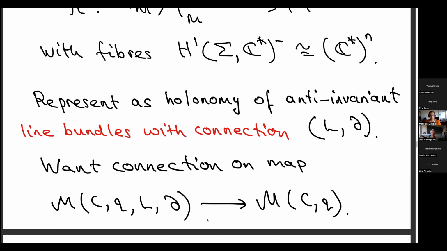So how do we do this? It's slightly subtle how we construct this connection. The first thing we're going to do is relate this abelian data to non-abelian data, and then we're going to use the isomonodromy connection, basically.